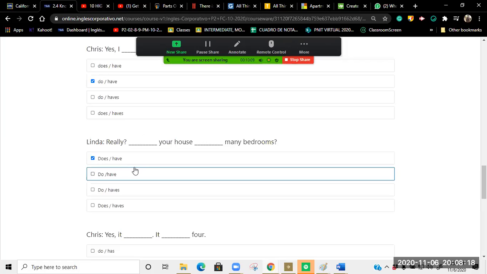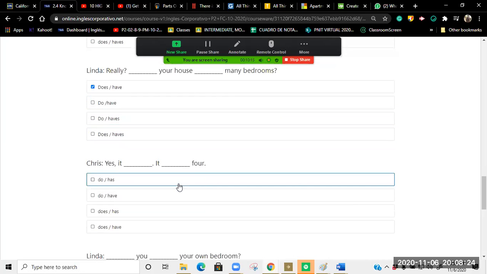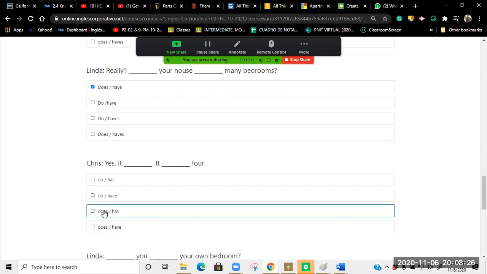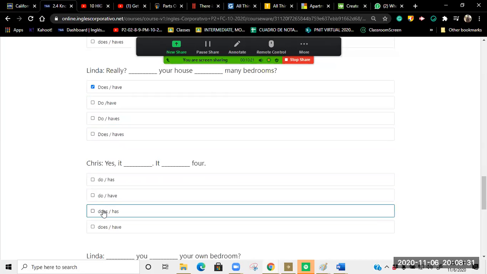Does it have many bedrooms? Yes. And the answer is yes, it do or does? Yes, it does. It does. Yes, it does. Very good. It does. It has four. Very good. It has four.